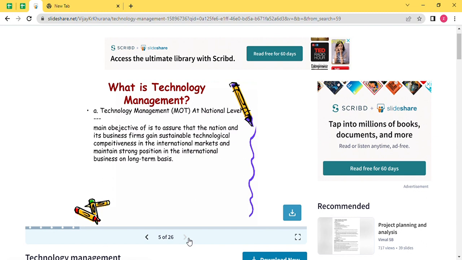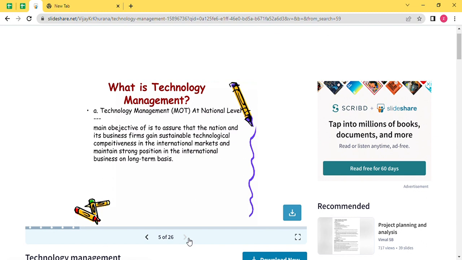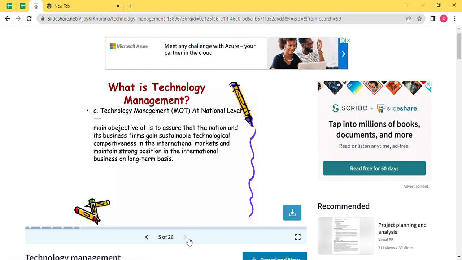The main objective is to ensure that the nation and its business firms gain sustainable technological competitiveness in the international market and maintain a strong position in international business on a long-term basis.